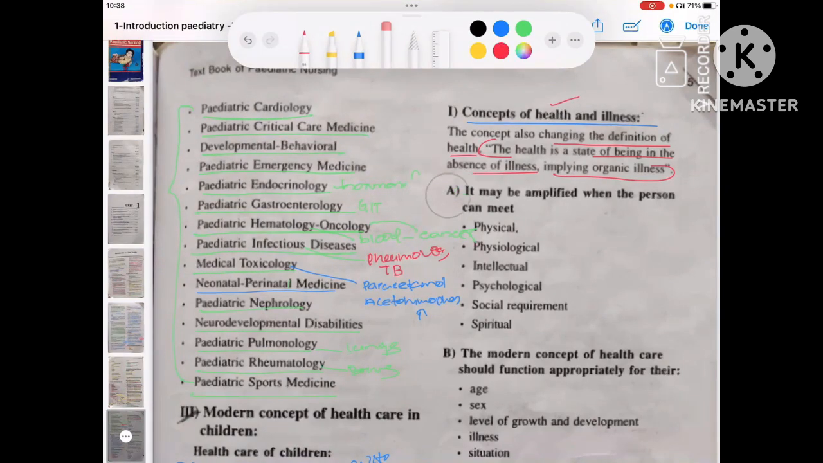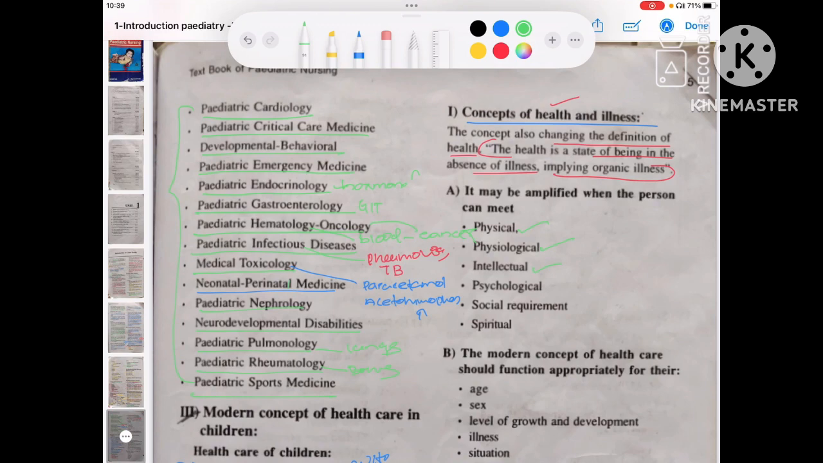And here it can be amplified when the person can meet needs. So how can we say that the baby or the child, now we are talking about the children, how can we say the baby is healthy? It should be physically healthy and psychologically, intellectually healthy.